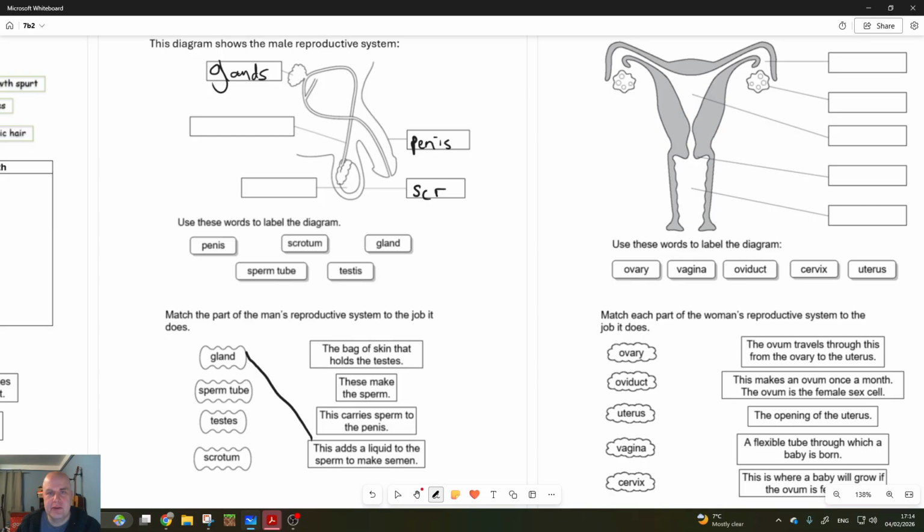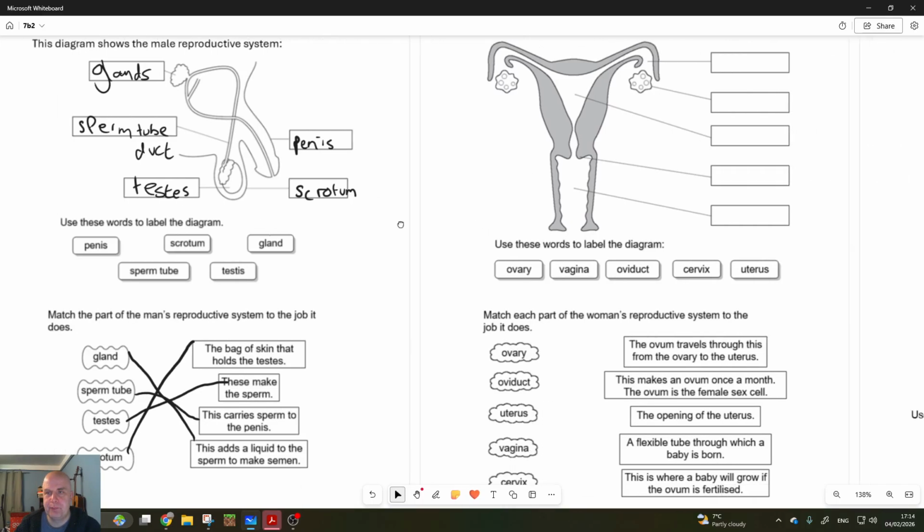This is the scrotum. It's the sac, or the bag of skin, that holds the testes. These are the testes. Okay, this is where the sperm is made. And finally, this one says sperm tube. I would call it a sperm duct myself. If you write either in the test, I'll say they're both right. And the sperm tube, simply its job is to carry sperm to the penis.